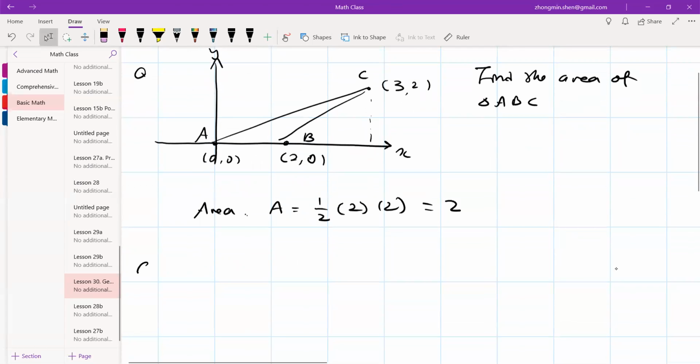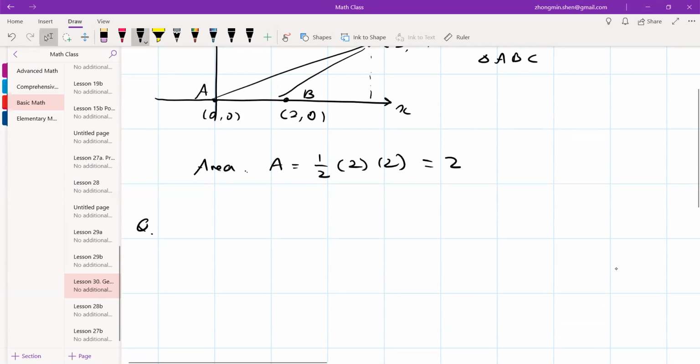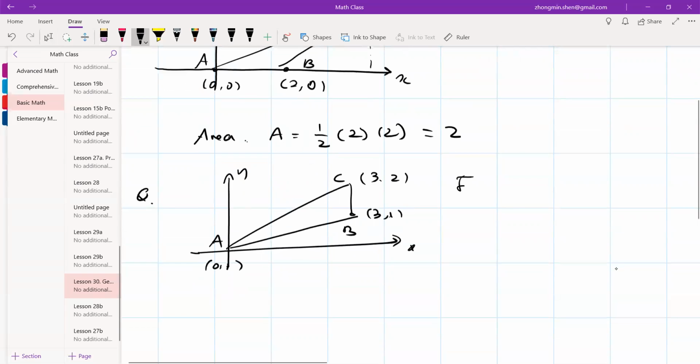But now I'm going to move the point B a little bit. So this is the y-axis, this is the x-axis. I still start from the origin, right? Here's 0, 0. That's going to be 3 and 2, and 3 and 1. Then connect that. So A, B, and C. Find the area of this triangle ABC.